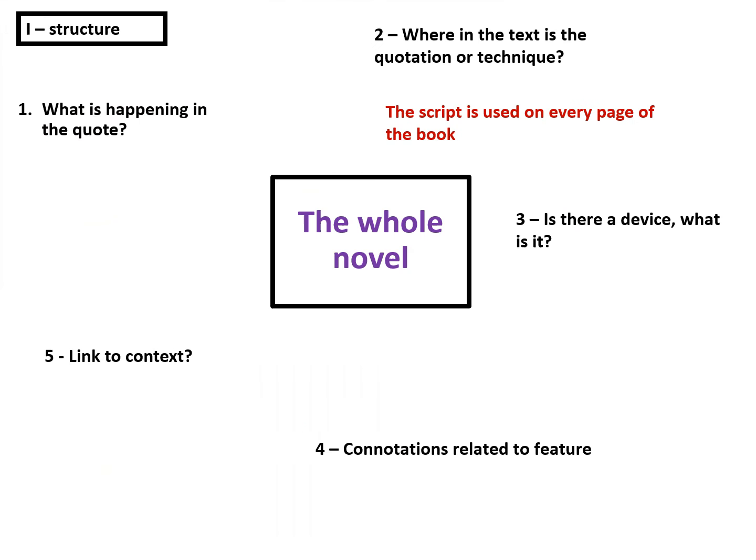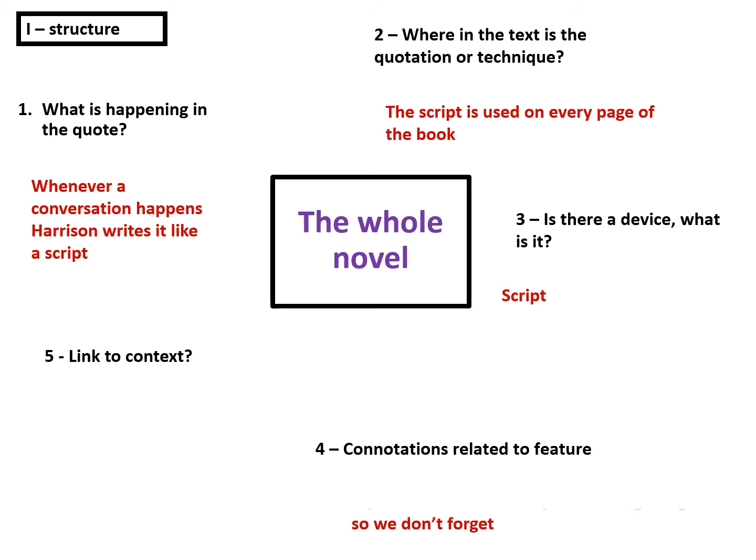So let's start with my structure quote explosion. I'm talking about the whole novel. And I've already put in my answer to question number 2. Where in the text is this? Well, it's on every single page of the book. But number 1, what is happening? Well, as I've said, whenever a conversation happens, Harrison writes it down like a script. It's always there. Is there a device? Yes, it's a script and connotations.